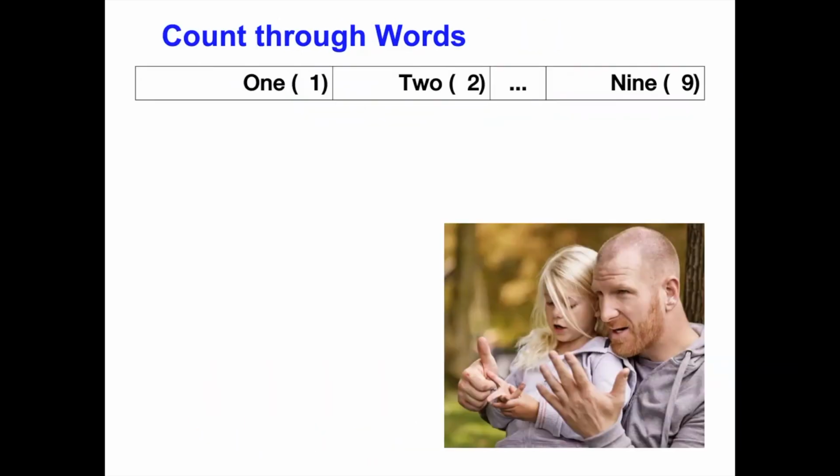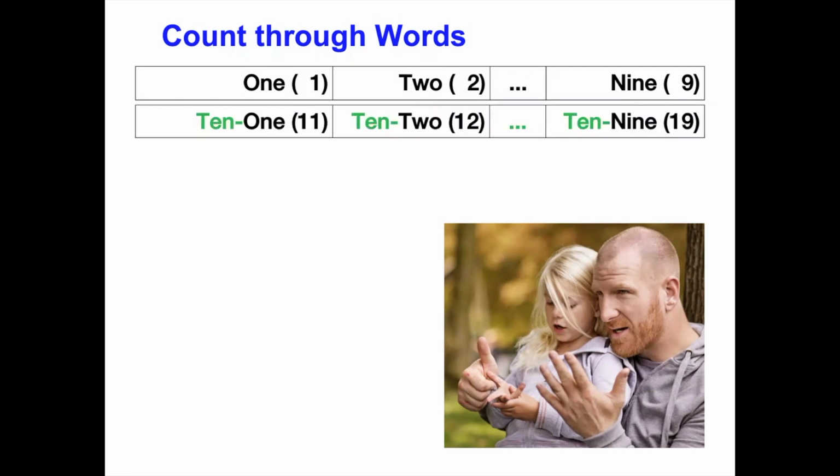Children learn to count in words, so language plays a critical role. For the numbers in the first row, there's no problem. The problem is only in the teens in the second row. To see the problem better, let's look at the Asian languages first, such as Chinese. Their words for the teens are literally translated as 10-1, 10-2, and 10-9.